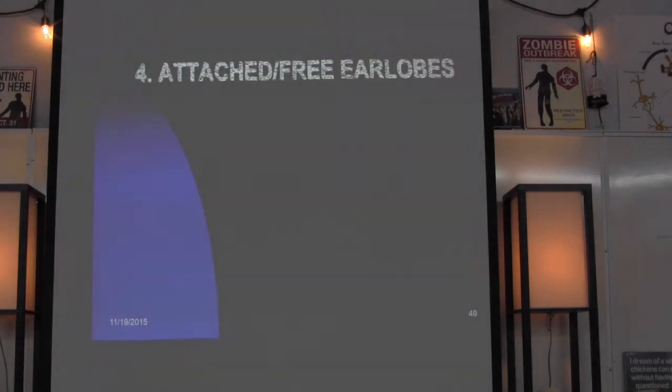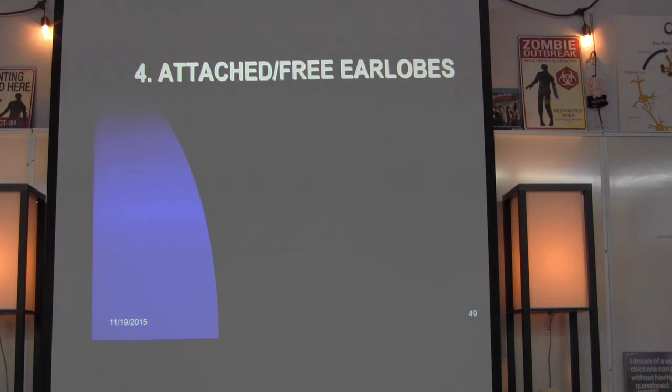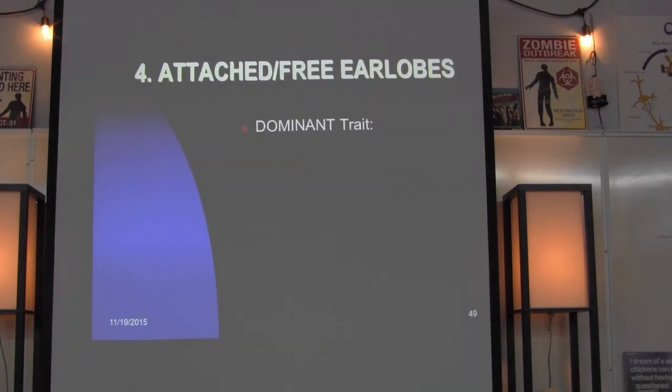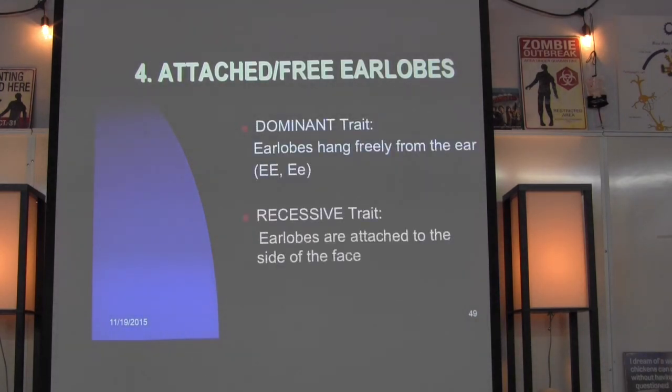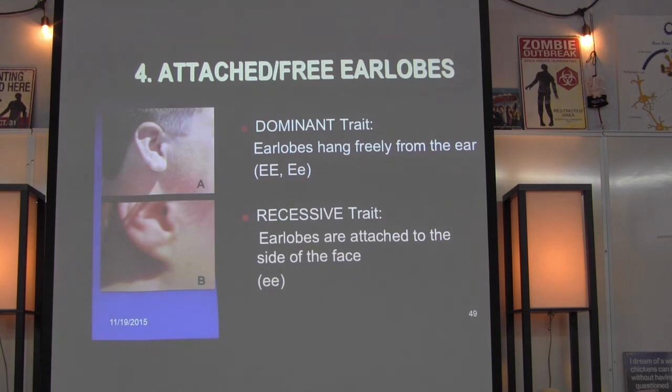All right, the next one right here, you look at the picture. Attached earlobe. Either you have it or you don't. Nikki has dominant earlobes, meaning they hang freely from the ear. And then right here, they are attached. So maybe look at your neighbor. Who has it? I know Alex. All right, so if they dangle freely, it's a dominant trait.